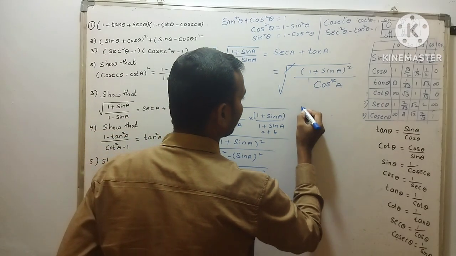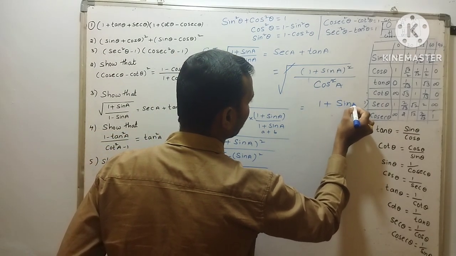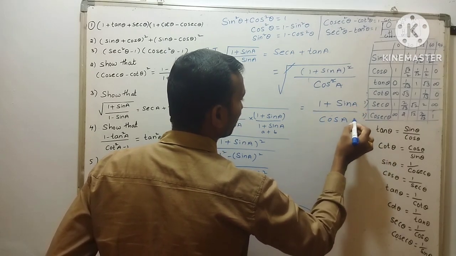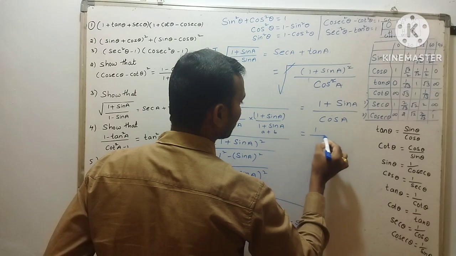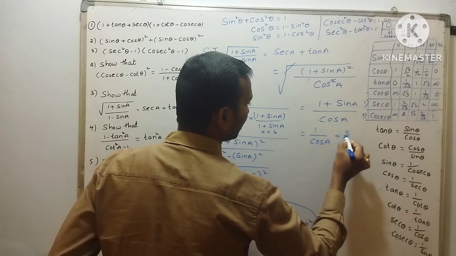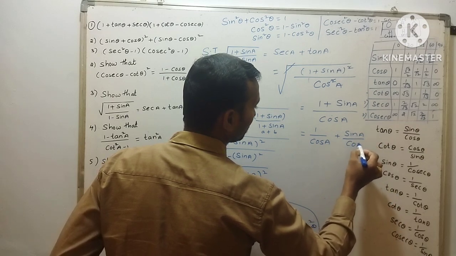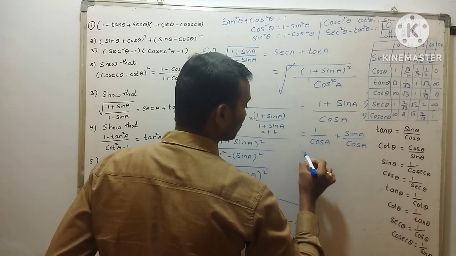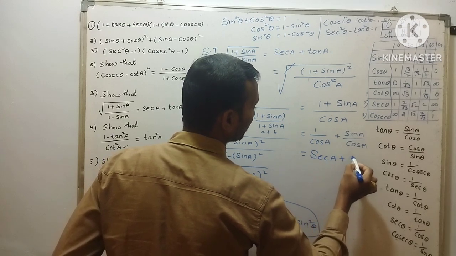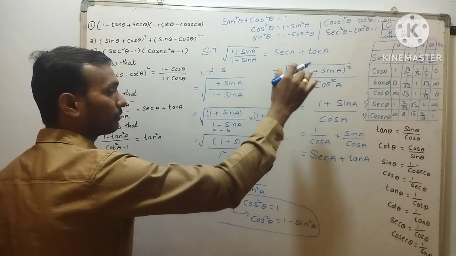1 plus sine A by cos A. Write separately 1 by cos A, sine A by cos A. So 1 by cos A is nothing but secant A. Sine A by cos A is nothing but tan A. So this is the required RHS.